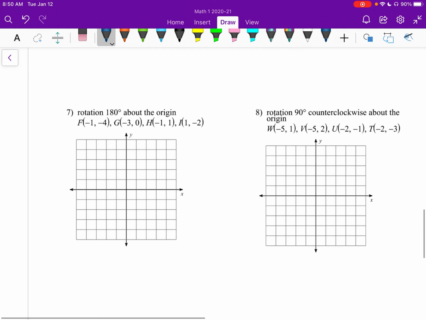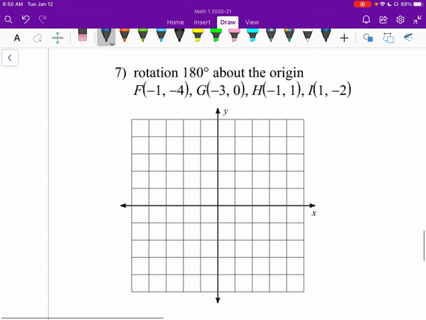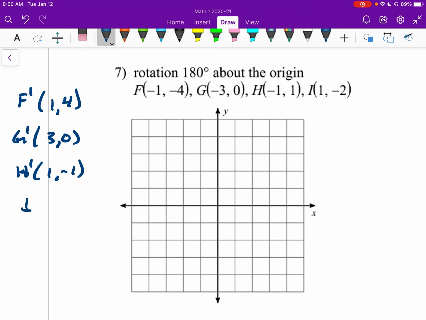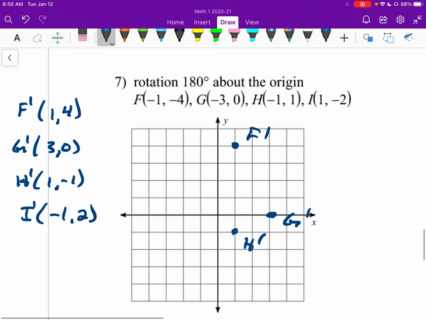All right, number 7, another 180 degrees. I'm going to do it like what I did in number 5 because it's free response. So F prime should be at 1, 4. G prime should be at 3, 0. H prime should be at 1, negative 1. And I prime will be at negative 1, 2. So F prime at 1, 4. G prime at 3, 0. H prime and I prime. There we are.